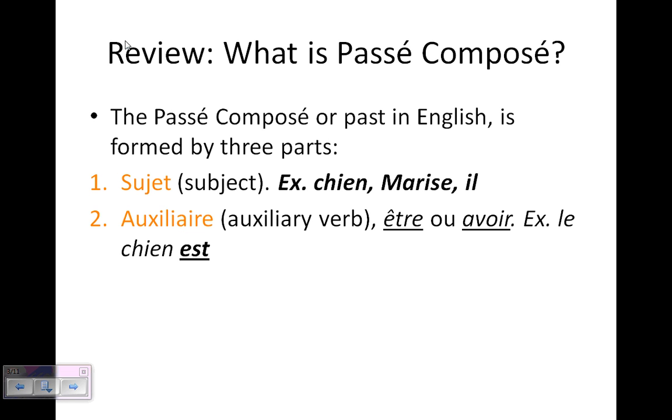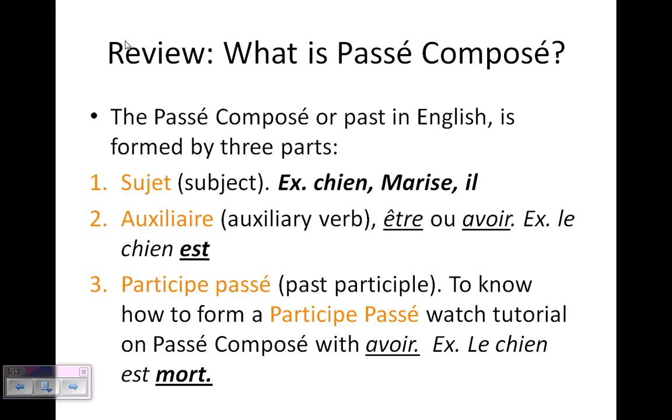So first the sujet, then l'auxiliaire: le chien, sujet, est, auxiliaire, and then one third part is missing, and that is the participe passé or past participle. The past participle is basically what is in English eaten, bought, gone. That's participe passé. In French, there's the same way of doing it. It's just that there are some specific rules, and you need to watch a tutorial to learn it that I did in the past.